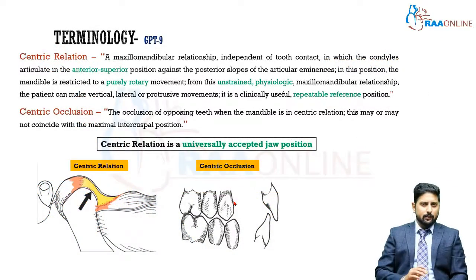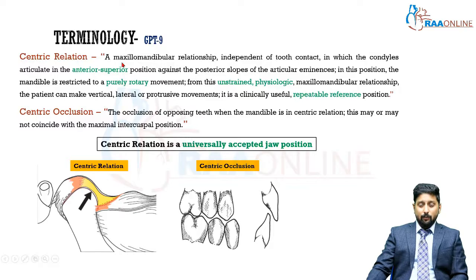There are basically three terminologies that you definitely need to know before going into mandibular movements. All these terminologies have been taken from the Glossary of Prosthodontic Terms, the 9th edition. The first important terminology is the centric relation. The centric relation is a bone-to-bone relationship.